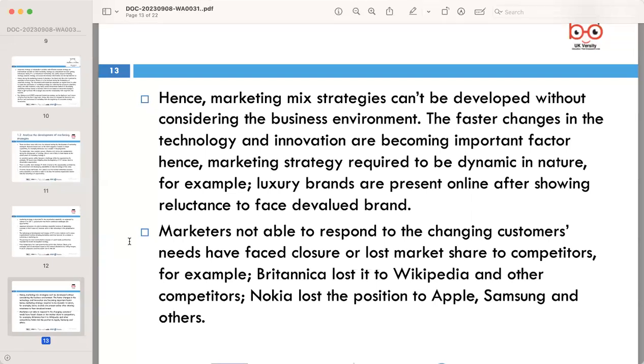Marketing mix strategy cannot be formulated in isolation. They must consider the broader business environment. The environment is subject to rapid technological advancement and changing consumer preferences. So technology and innovation have become vital factors in shaping marketing strategy. Even luxury brands, initially hesitant to embrace digital platforms, are now establishing a strong online presence. This shift illustrates the importance of adopting technological changes. Companies that fail to respond effectively to changing customer needs risk facing severe consequences. Examples include Britannica losing its dominance in the encyclopedia market to competitors like Wikipedia, and Nokia losing its market share to rivals such as Apple or Samsung.